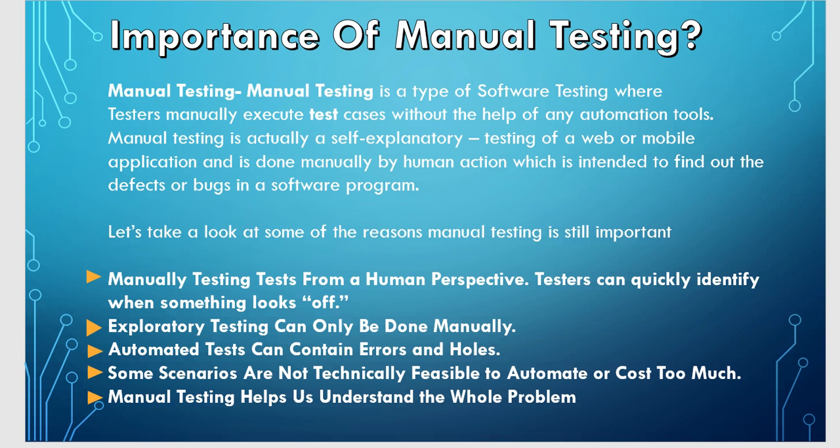Manual testing is a type of software testing where testers manually execute test cases without the help of any automation tools. Manual testing is actually a self explanatory testing of a web or mobile application and is done manually by human action, which is intended to find out the defects or bugs in a software program. So let's take a look at some of the reasons why manual testing is still important.